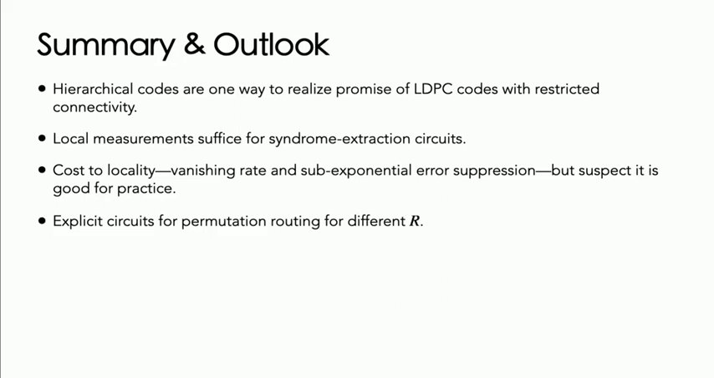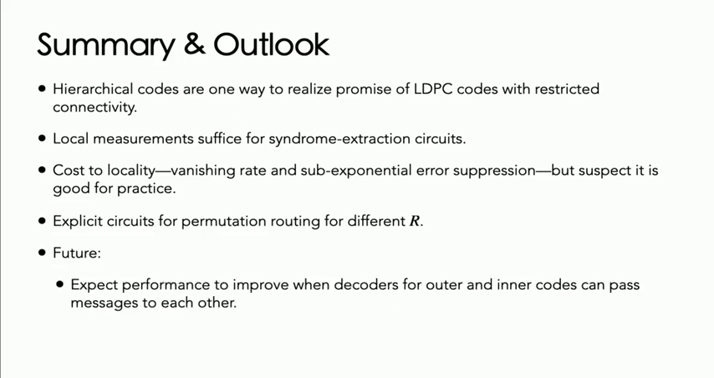So let me just summarize the main points that I've made so far, and then I can get into some more details. The hierarchical code families that I presented are one way to realize the promise of LDPC codes with only nearest neighbor gates. We find that local measurements are sufficient for you to be able to construct these syndrome extraction circuits. There is a cost to locality: the rate is vanishing, and also there's sub-exponential error suppression. But these numbers are still positive, and it's good enough for you to be able to construct circuits in practice. And lastly, we also have explicit circuits for you to perform permutation routings if you do have long-range gates.